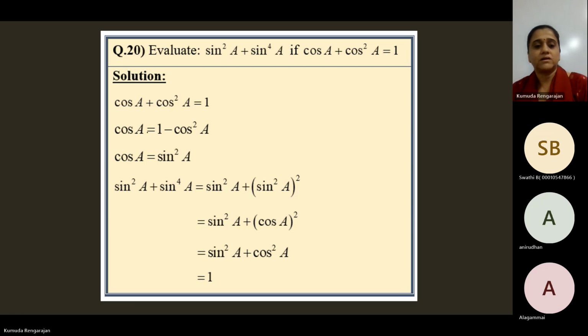Same thing here. 1 minus cos square A is sine square A. Have this result. Same thing.